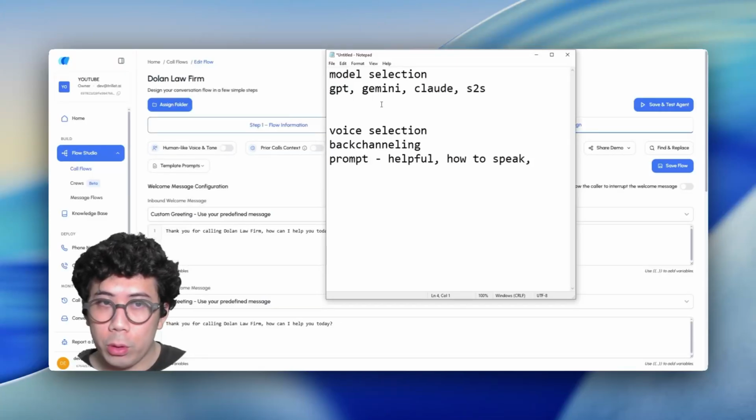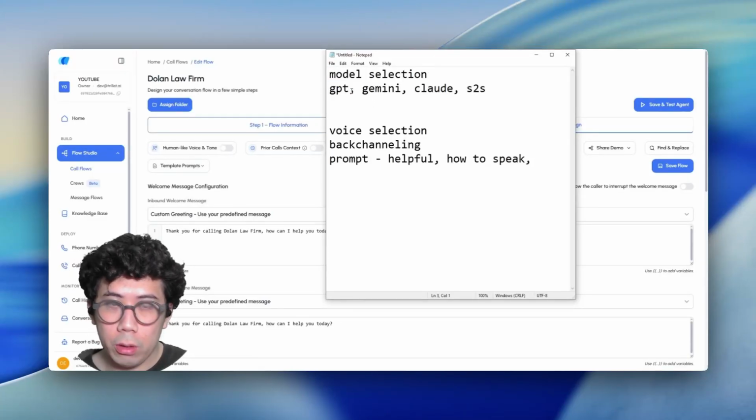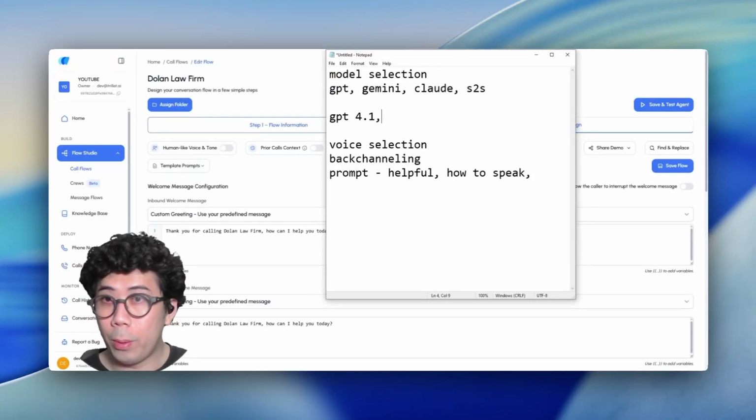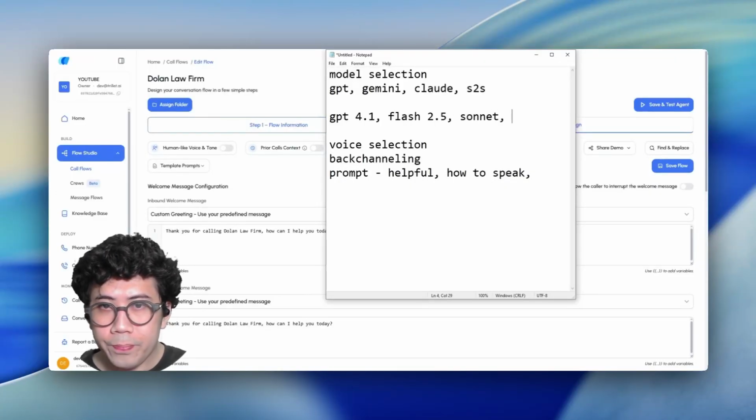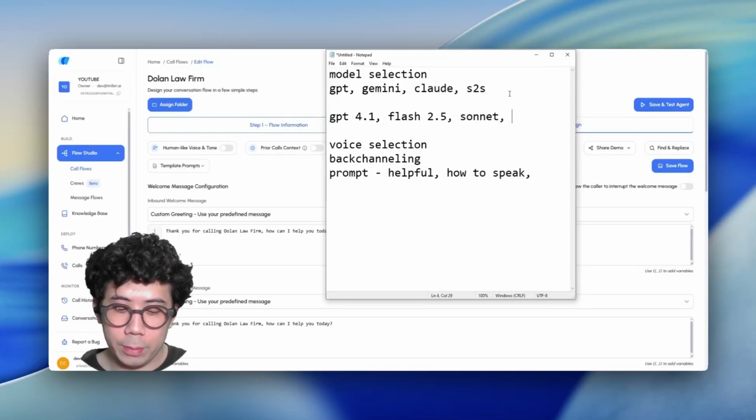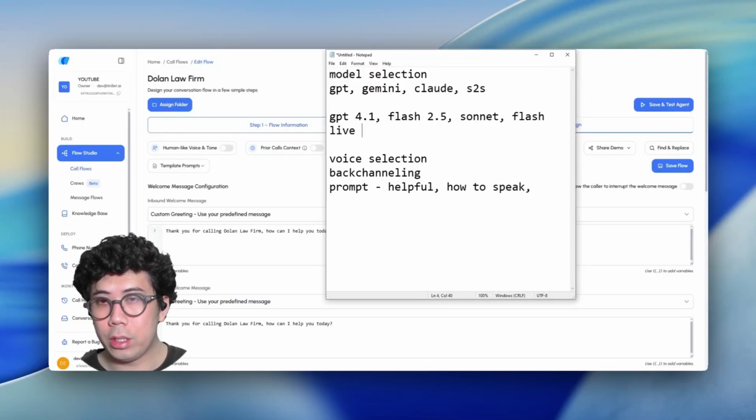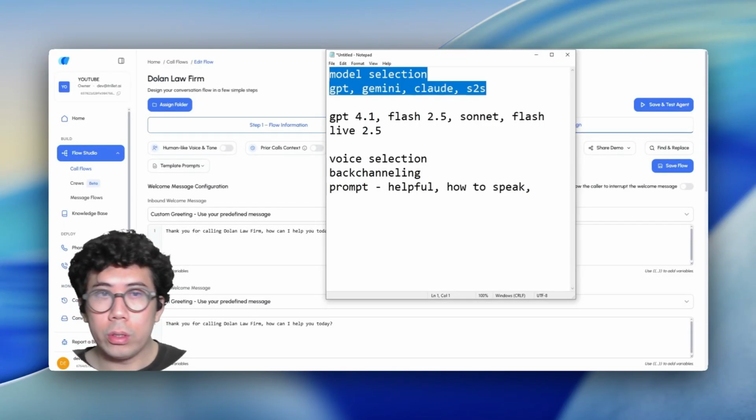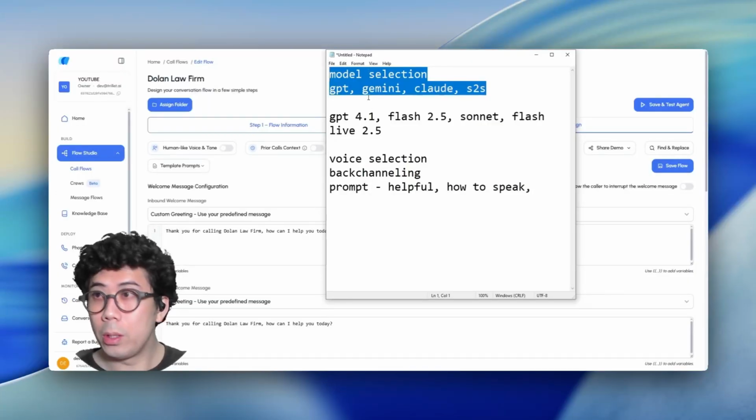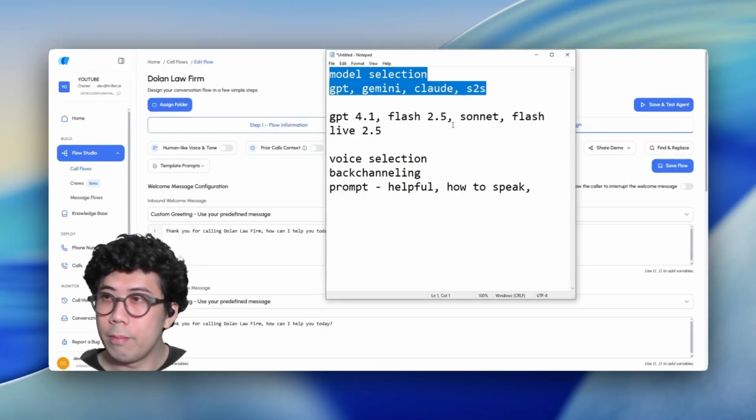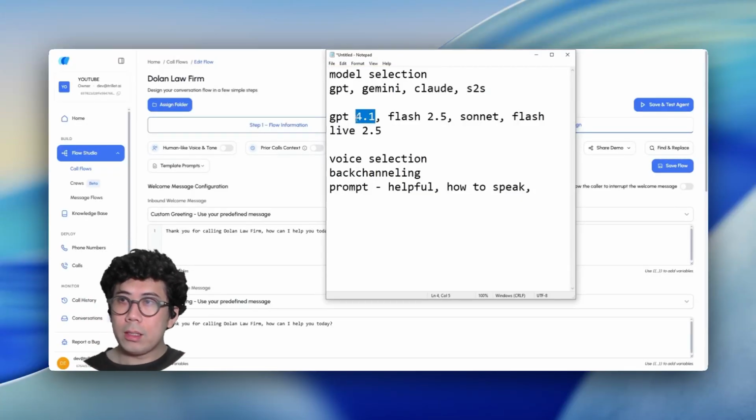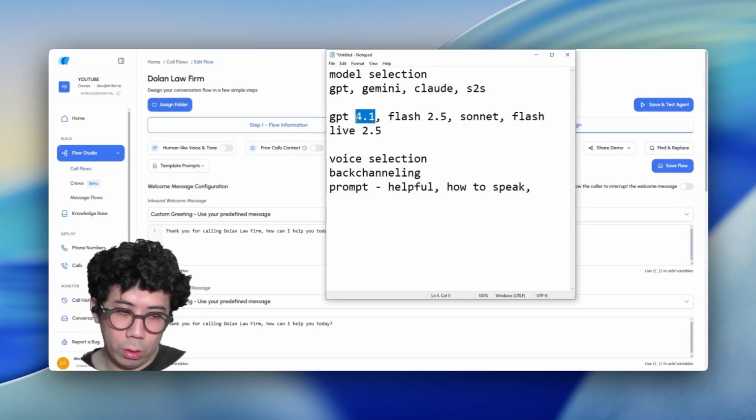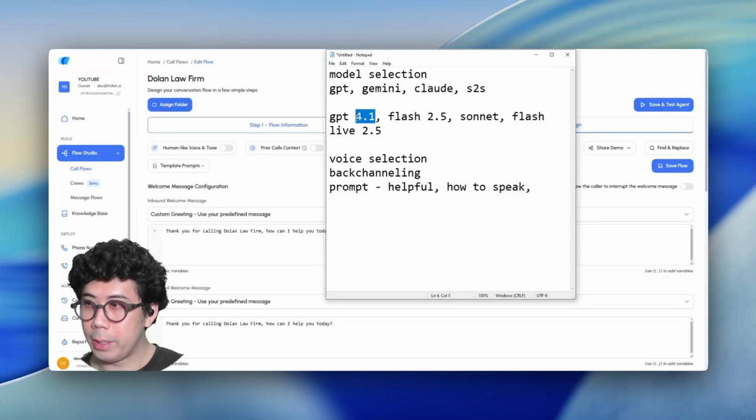Now, in terms of the model you should be choosing, for the base model, I always recommend starting with GPT 4.1. Then if you want to use the Gemini family, Flash 2.5, Claude is Sonnet, and speech-to-speech is probably something like Flash Live 2.5. Those are the model selections you should be looking at when you code your AI. With GPT-5, it does natively become a little more human-like, but it also gets a little dumber.